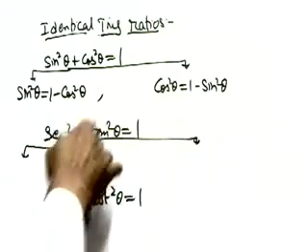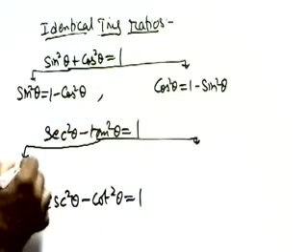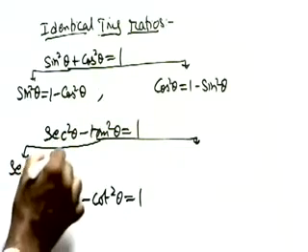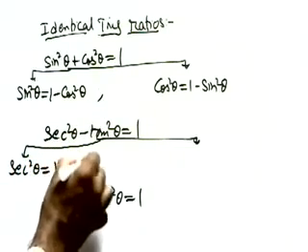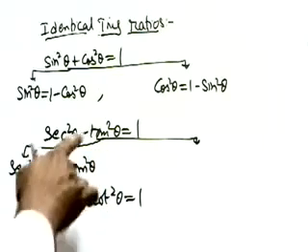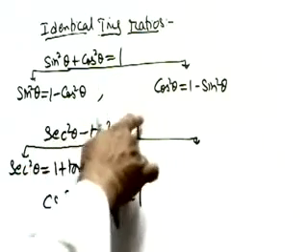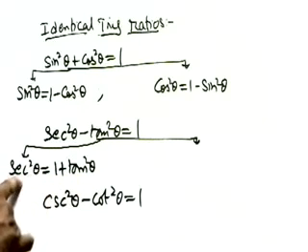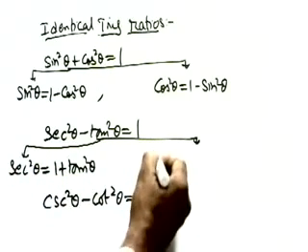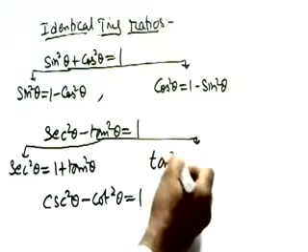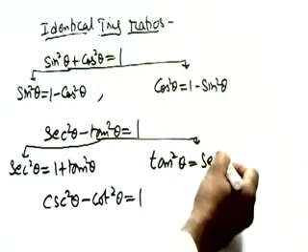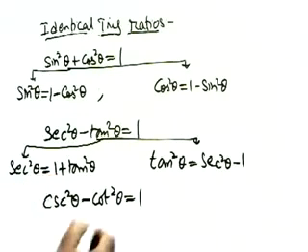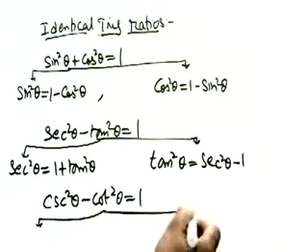From the second also we can derive 2 formulas. Bring the tan square term here, secant square theta equals, since the minus becomes plus, 1 plus tan square theta. Now bring the 1 to the other side, so tan square theta is secant square theta minus 1.